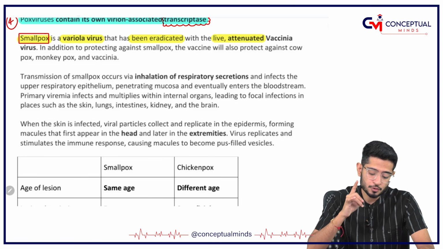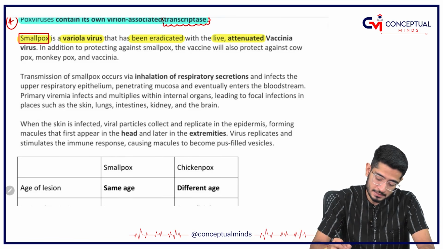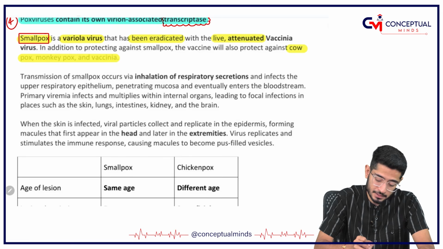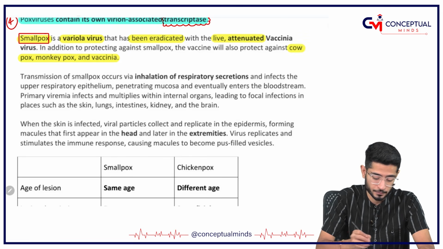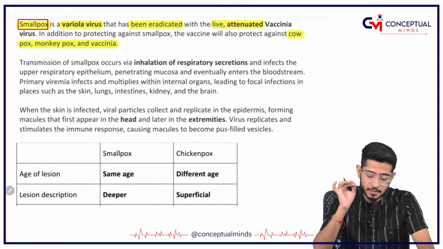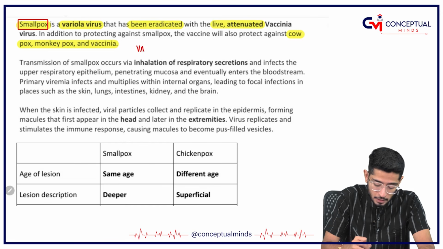And in addition to protecting against smallpox, this vaccine also protects against cowpox, monkeypox, and even the vaccinia also. So what I told you is that smallpox, which is also called variola, has been eradicated, okay. I'll write in points, variola, okay. So try and make a formula of it. So variola is the name of smallpox, eradicated.